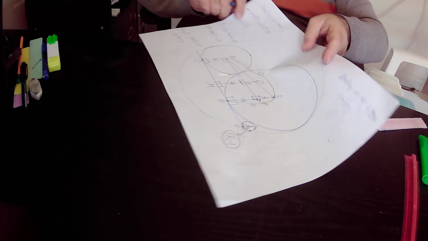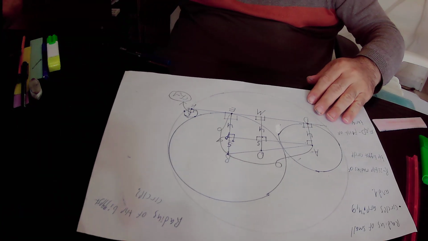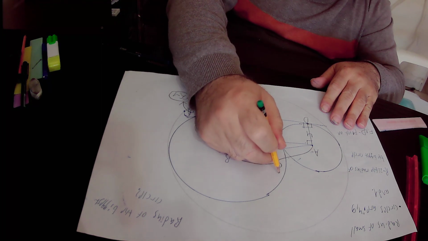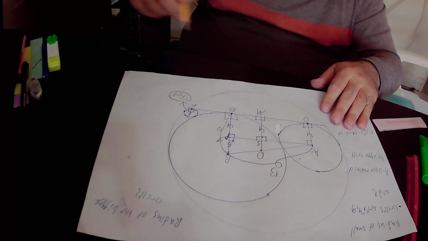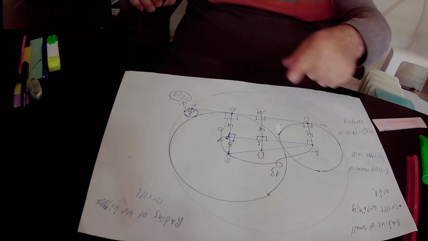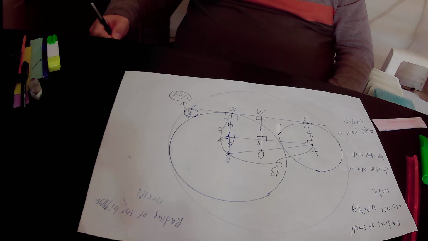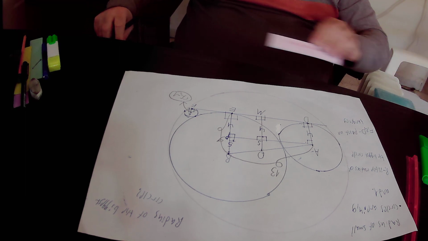Here, we found out that AB equals 13 units. So AB squared, 13 squared, is 169. It equals BP squared.